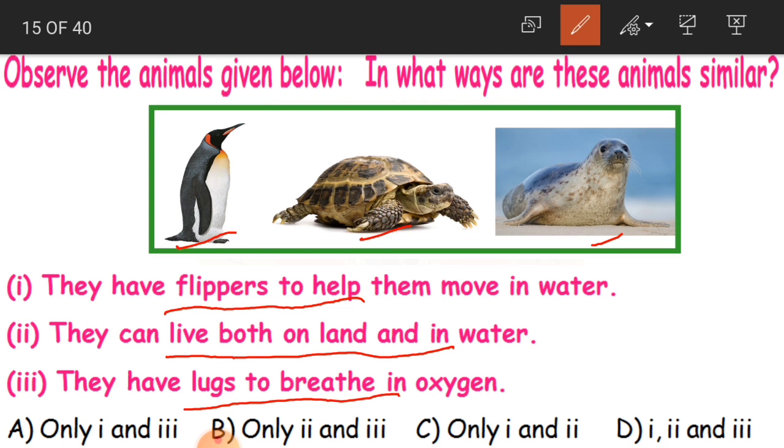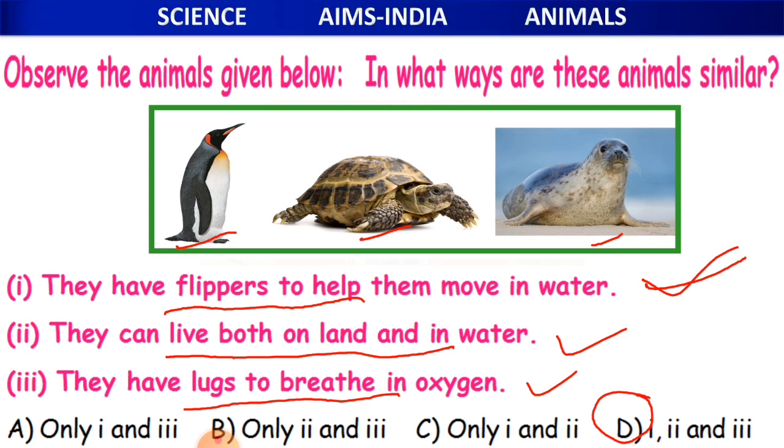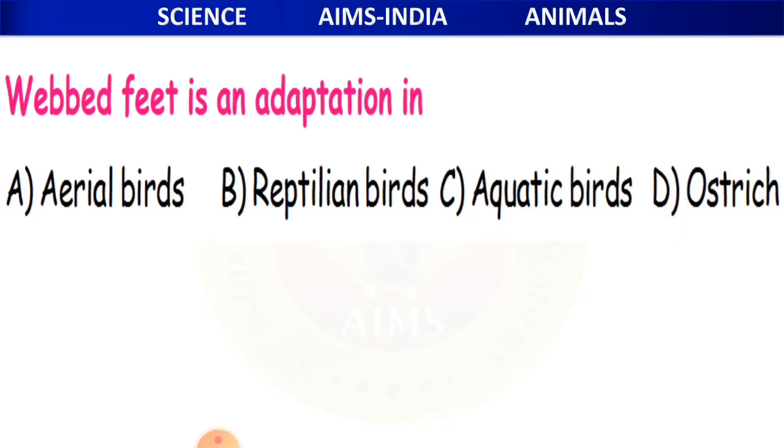Okay, children. So you have got three features. They have flippers to help them move in water. This is true. And they can live both on land and in water. This is also true. They have lungs to breathe in oxygen. This is also true. So our answer is 1, 2 and 3. Three characters match with three animals. That is why D is our correct answer. Clear, children? Now the next question.